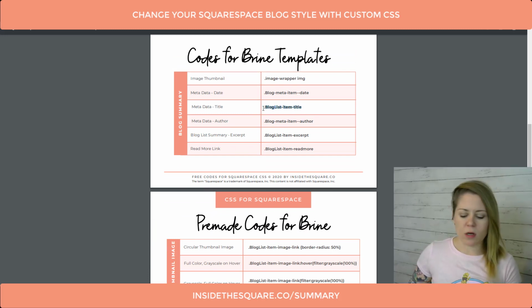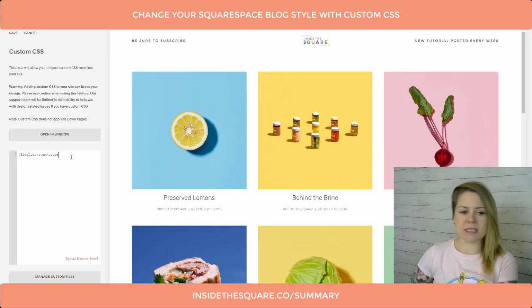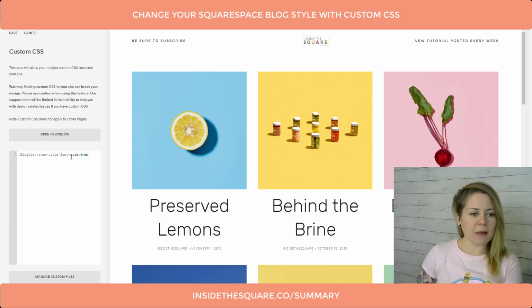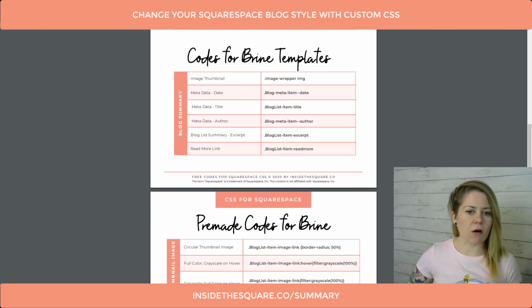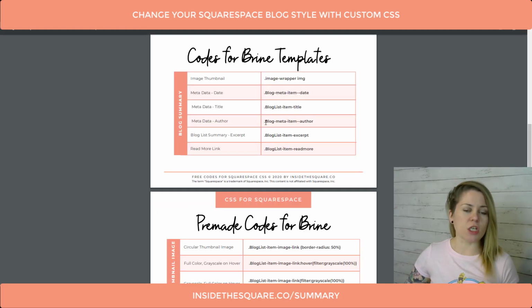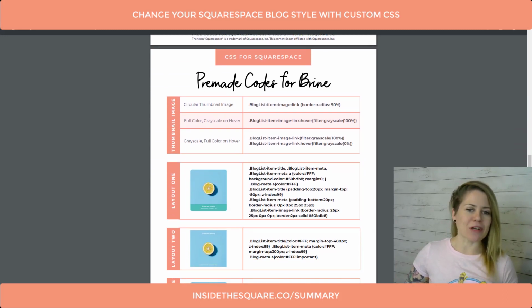So here are all of the titles for the particular elements in Brine. Let's say you want to make your font title a little bit bigger or a different color. We can grab that code right there and change the font size up to 4 rem, just to make it gigantic, and let's make the color my favorite shade of blue. There we go. So that's where you can grab that code. Again, all of these are written down in the free cheat sheet for you.